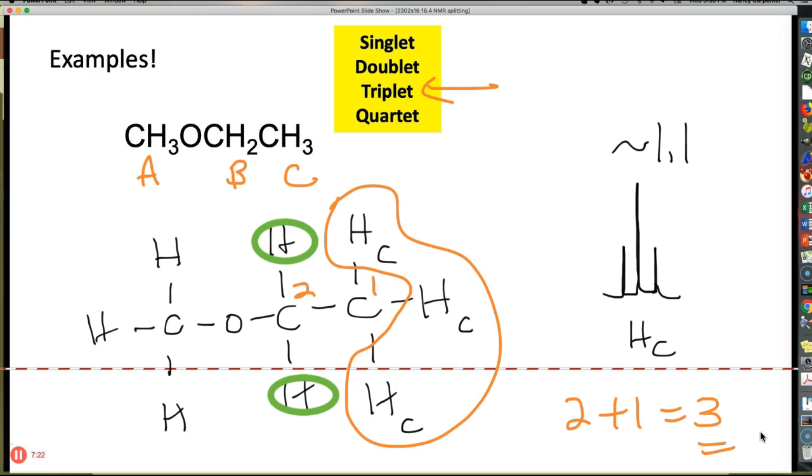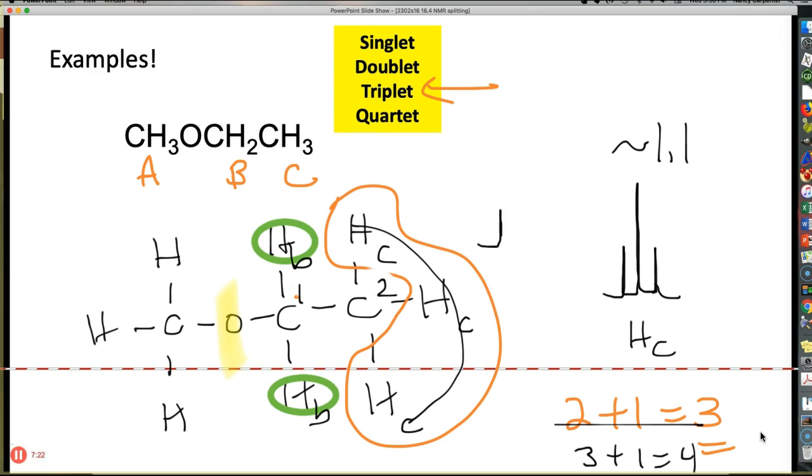Okay, well, now how about H sub B here? Well, how many hydrogens are one atom over for H sub B? Well, there's no hydrogens on the oxygen, so we get to ignore that. And we go over to the right now. So now here's our next door neighbors, 1, 2, there's 3 H sub C's. So 3 plus 1 equals 4. This is my kind of math. That means that the H sub B's will show up as a quartet, 1-3-3-1. That's a quartet. This is a triplet.